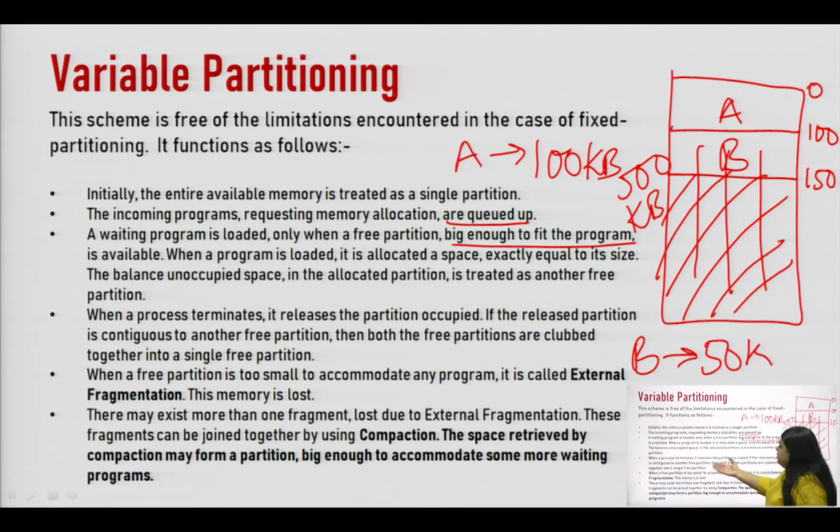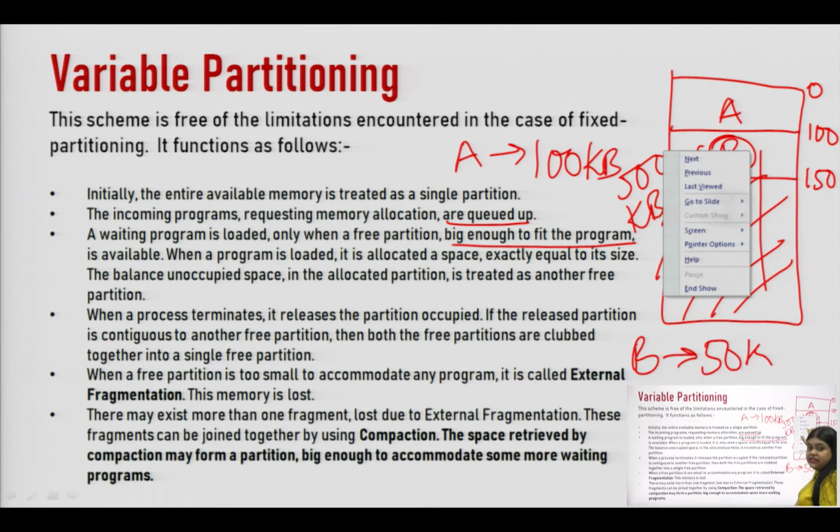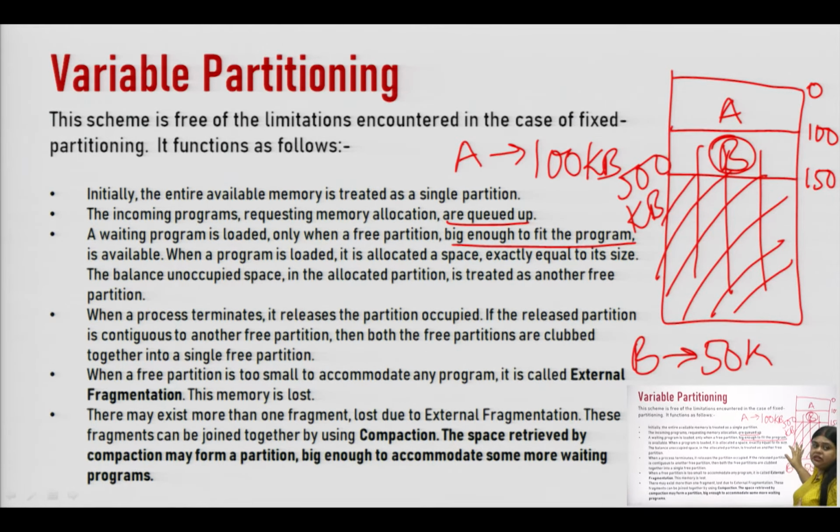Whenever a process terminates, it releases the partition occupied. So, obviously, if B finishes or terminates, it is going to release the partition. If the released partition is contiguous to another free partition, now it is very important. If this partition is contiguous to another free partition, that means this partition was contiguous to this particular partition which was free. So, what happens? They are clubbed together to make one big partition again, right. So, that is what it is saying over here.